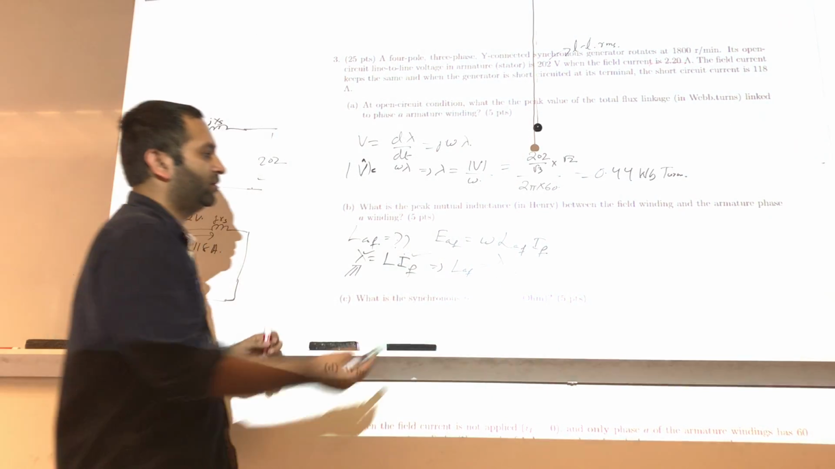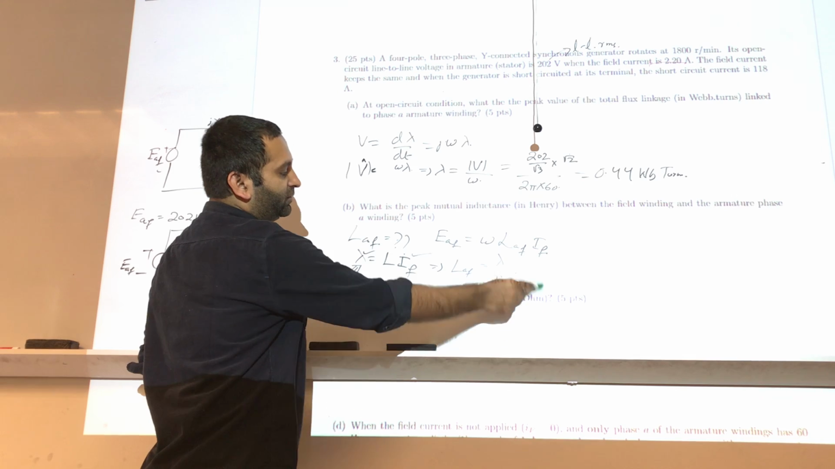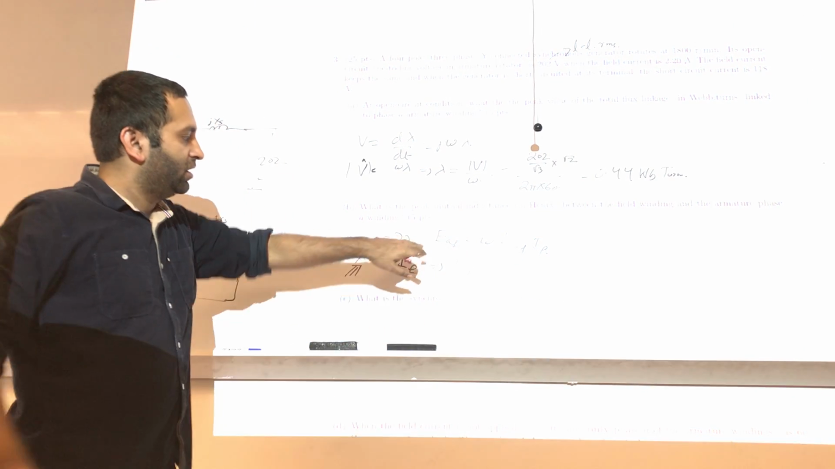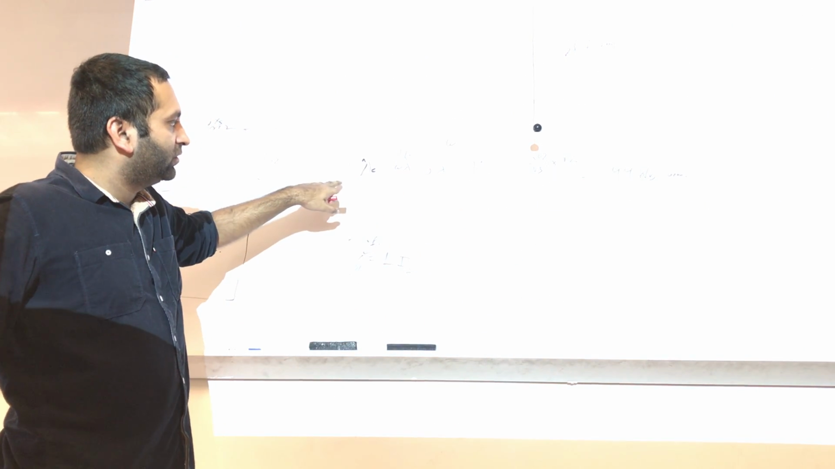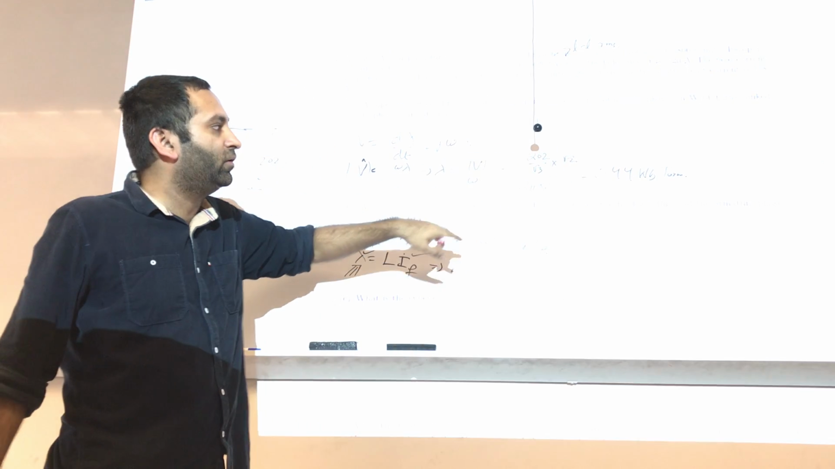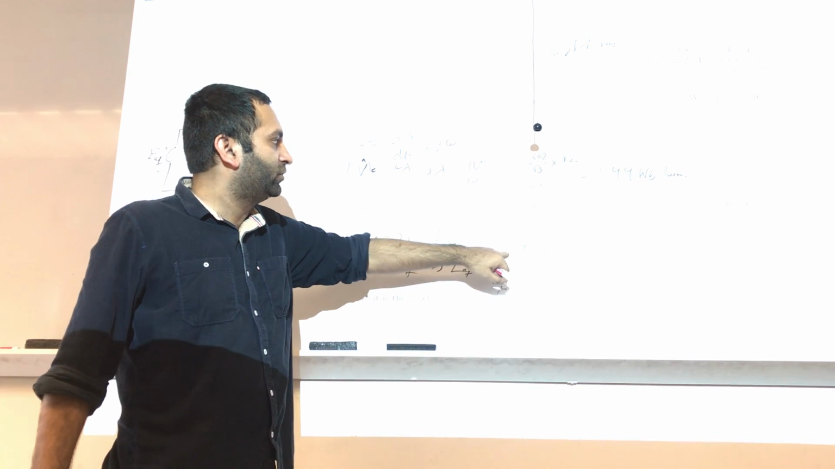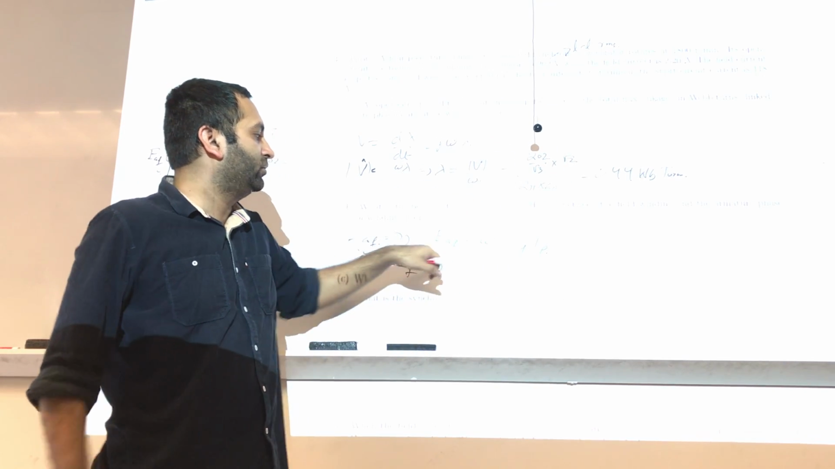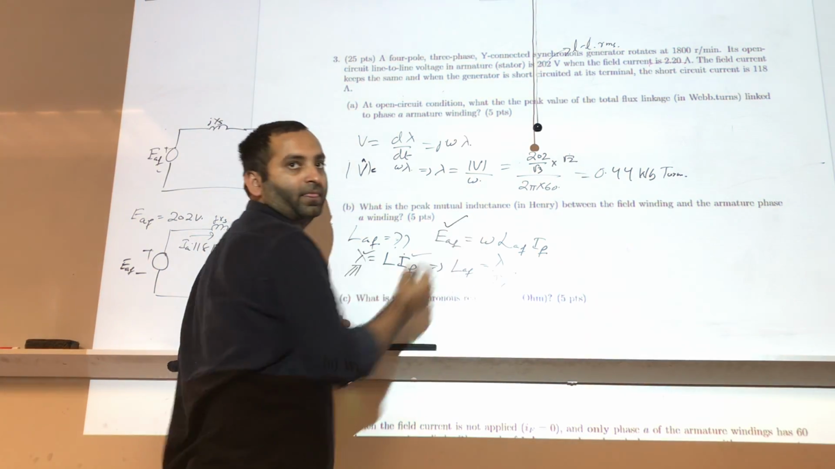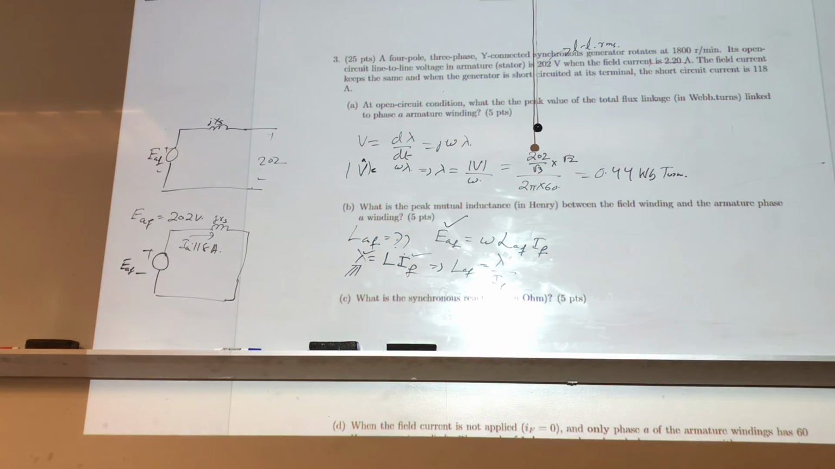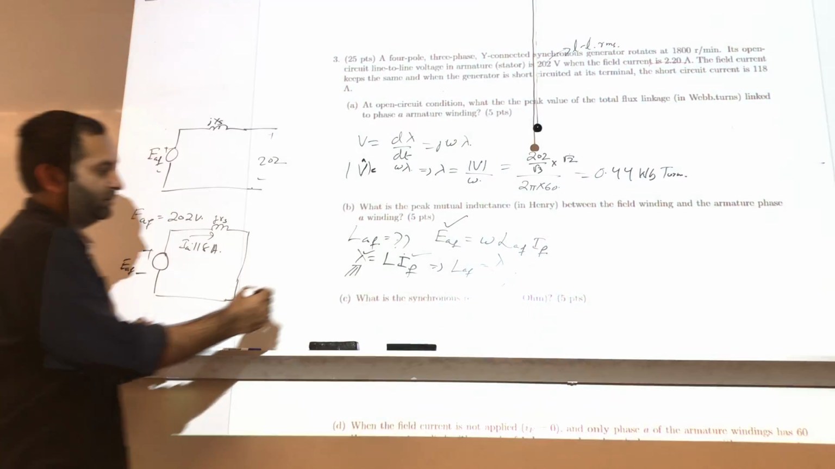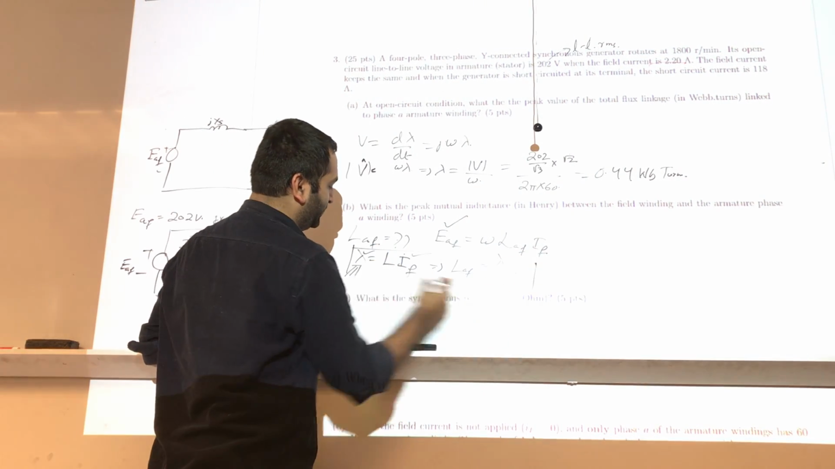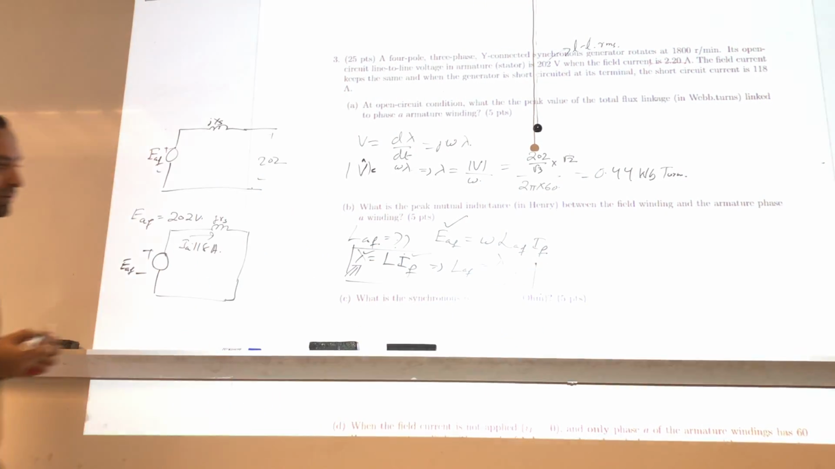So you can use any formula. You can use this one, you can use this one. But this is much easier than this one, because in the first formula, first thing you have to find the peak value of voltage. Then you have the IF, but you just have to calculate this one again. So you can use any formula, but I think this one is much easier.